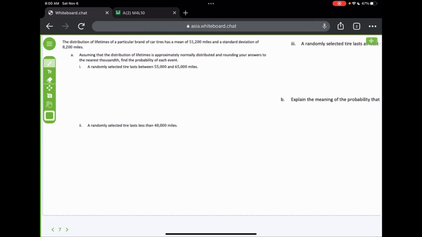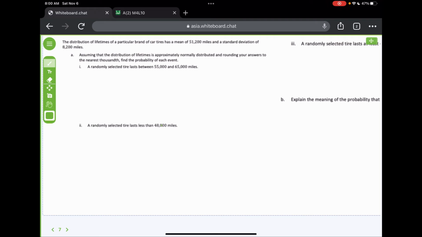Okay, let's do another one right quick. Talking about the distribution of lifetime of a particular brand of car tires has a mean of 51,200 miles and a standard deviation of 8,200 miles. Assuming that the distribution of lifetime is approximately normally distributed and rounding your answers to the nearest thousandths, find the probability of each event. So to find the probability, we have to find how far away it is from the mean. Okay, how many standard deviations, and then we have to figure out the probability inside that standard deviation.